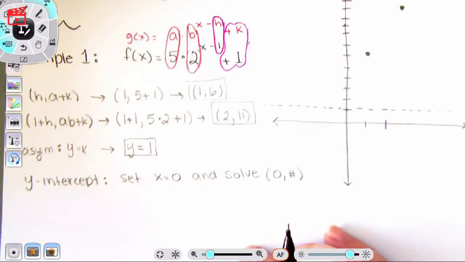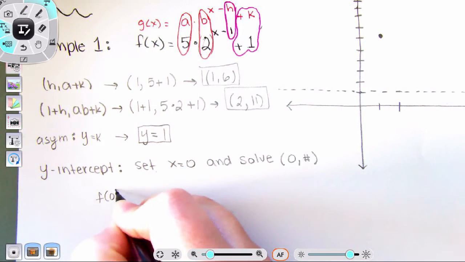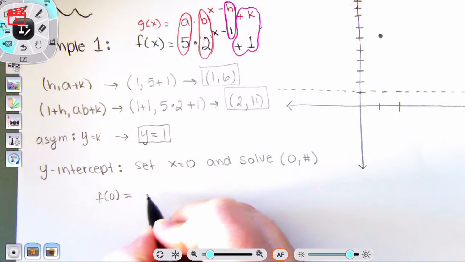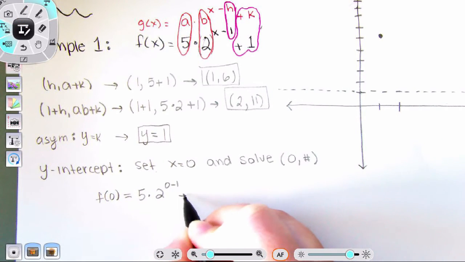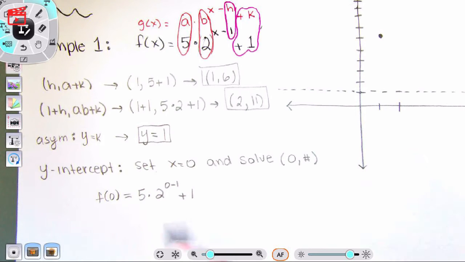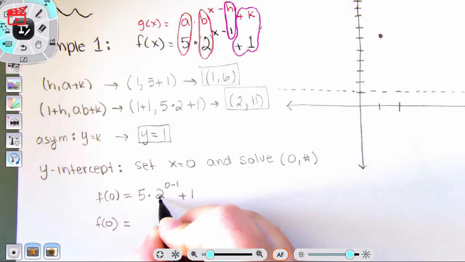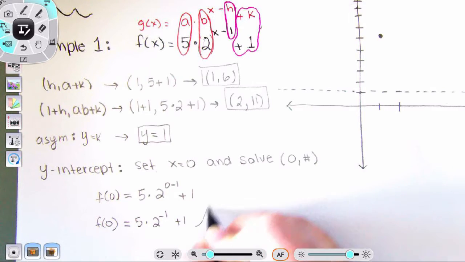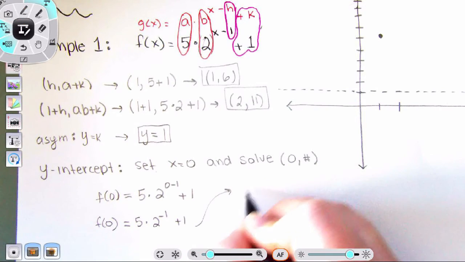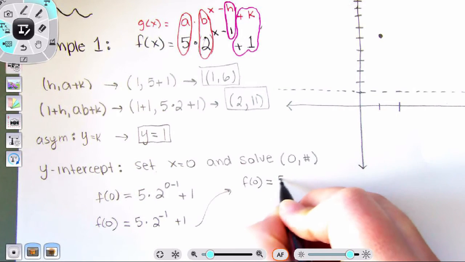Let me shift this up again. So I have f of 0, because x is now 0, is equal to 5 times 2 to the 0 minus 1 power plus 1. Okay, so when we evaluate the function at 0, this is going to be 5 times 2 to the negative 1 power plus 1. So then f of 0 is equal to 5 times.